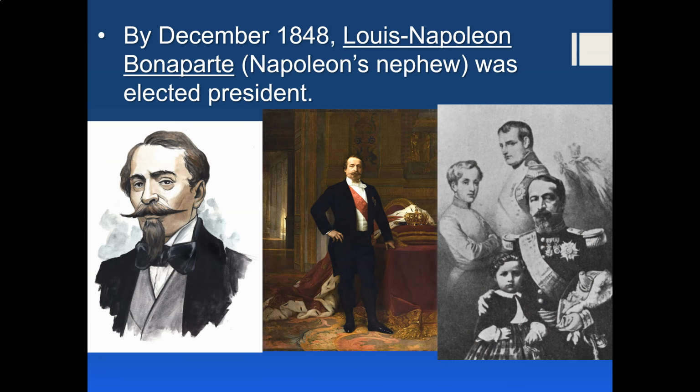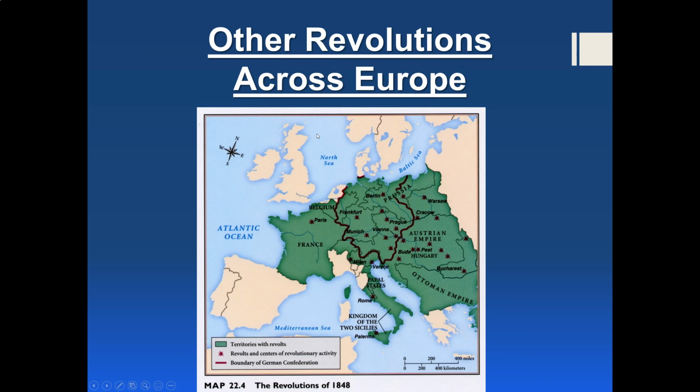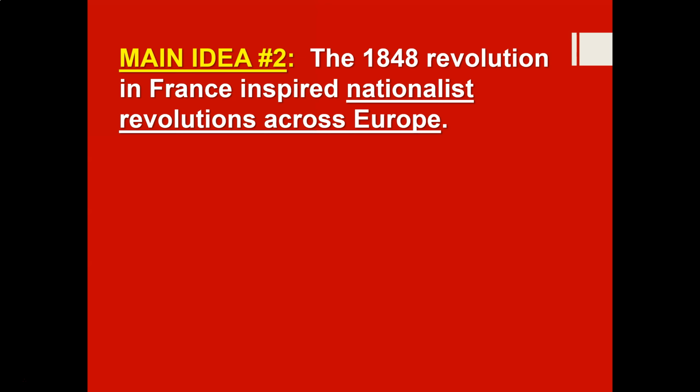And later that year, an election occurred in which the nephew of Napoleon Bonaparte, the guy we spent so much time on in our first unit, becomes the president of France. So Louis Napoleon Bonaparte is his name. He's the new president of France. We will come back and talk about him and what happens to him next. Before that, though, let's look at how revolution spreads across Europe.